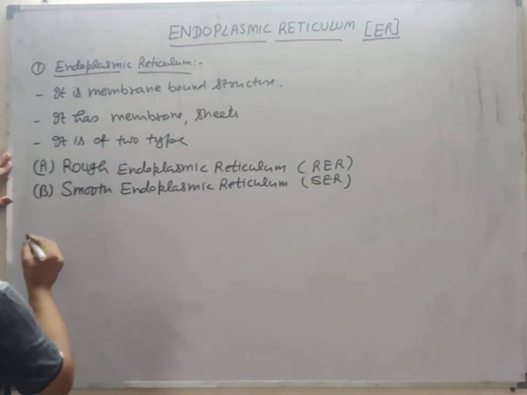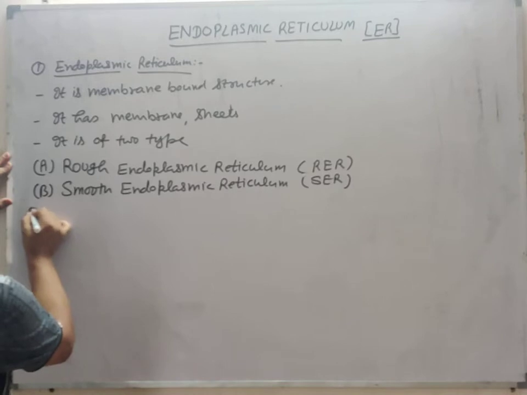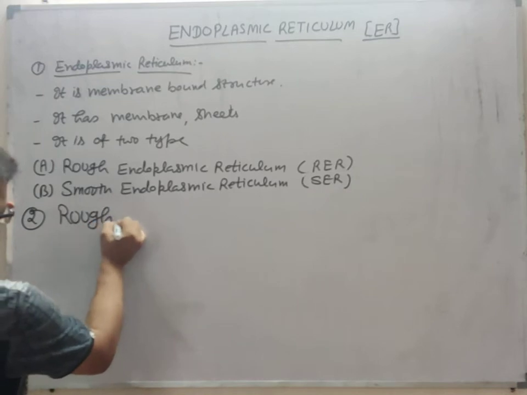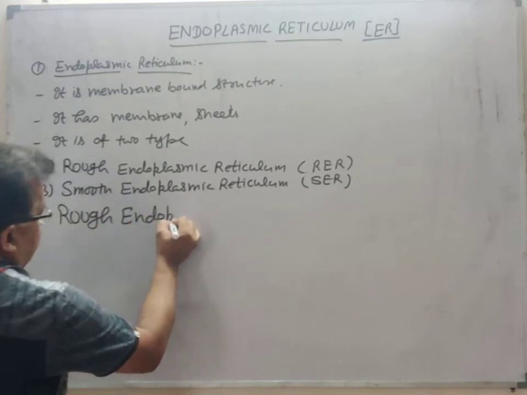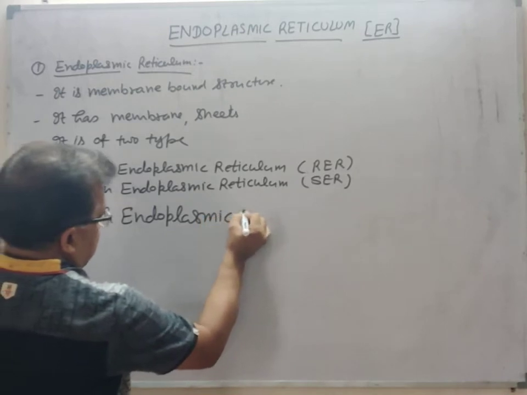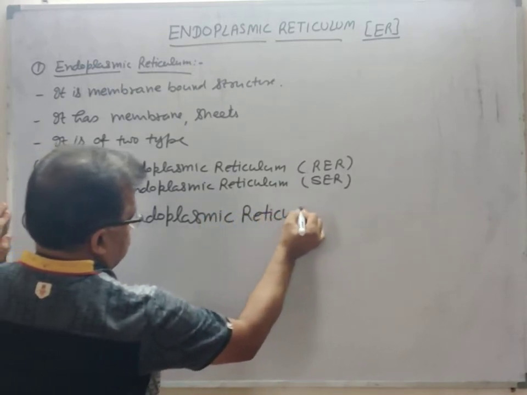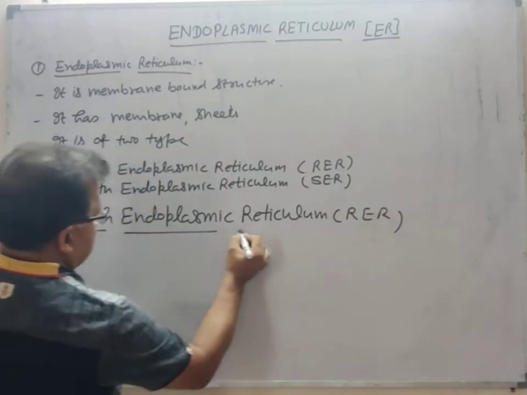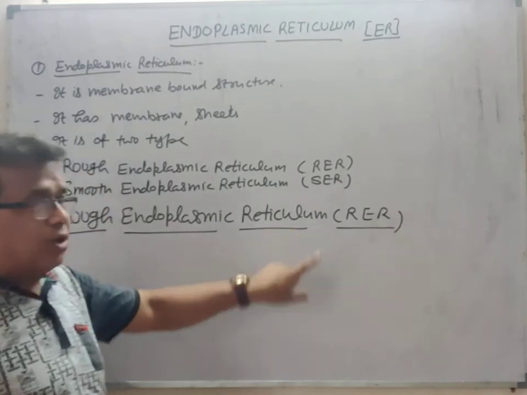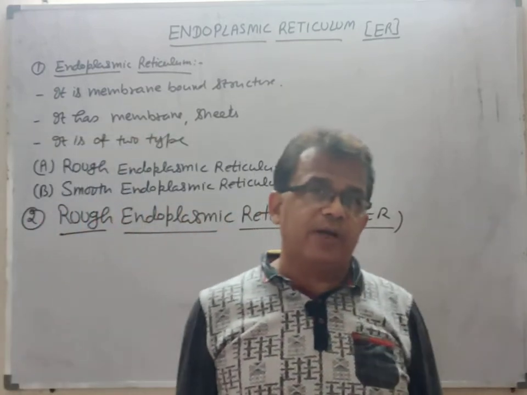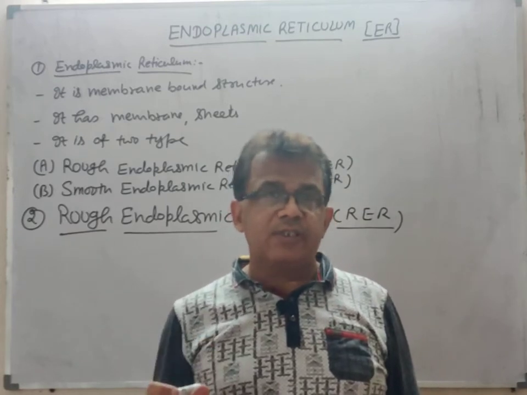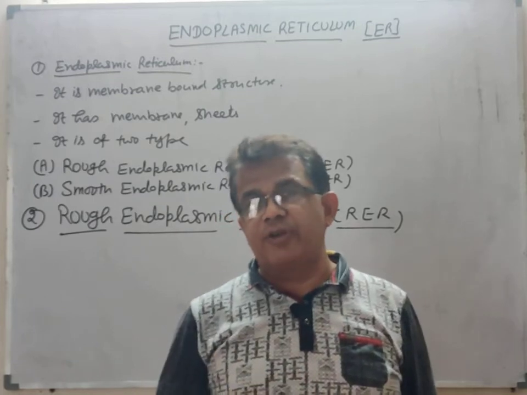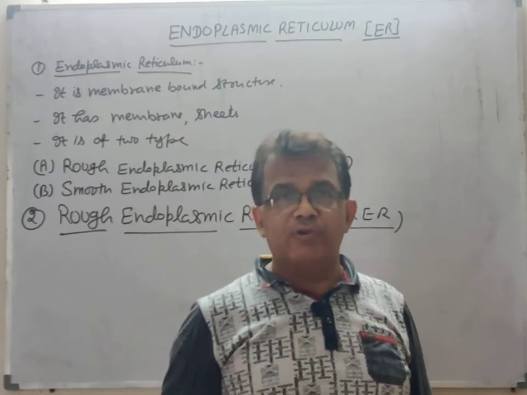Now we shall study them one by one. First is rough endoplasmic reticulum, that is RER. Now the question arises, why is it known as rough? It is known as rough endoplasmic reticulum because if we see with the electron microscope, its surface appears to be rough, and that is due to the attachment of ribosomes.